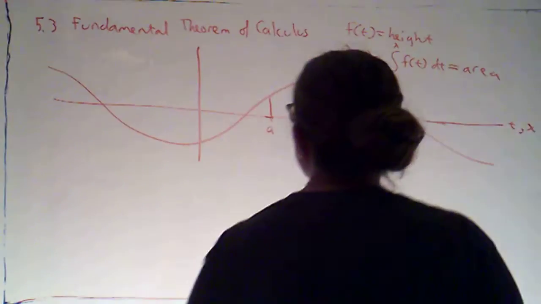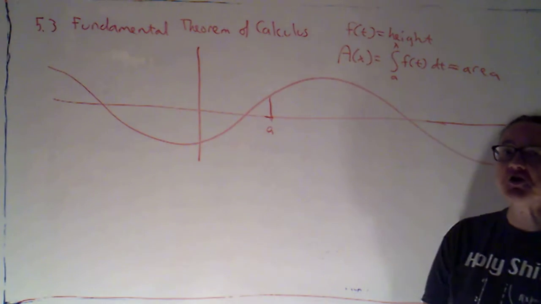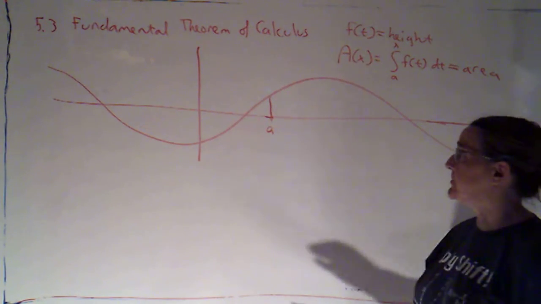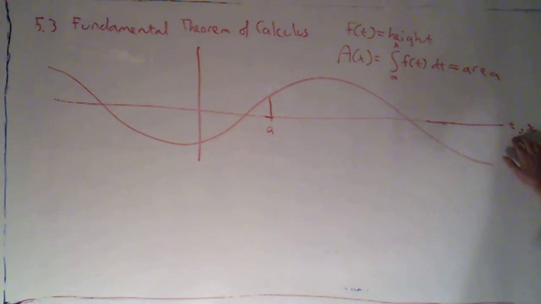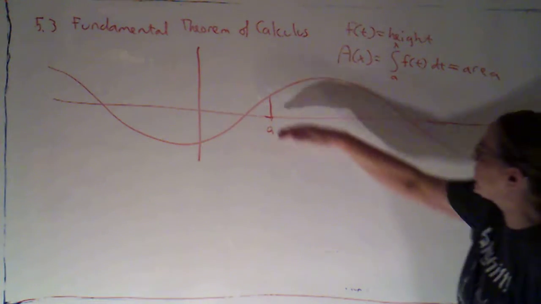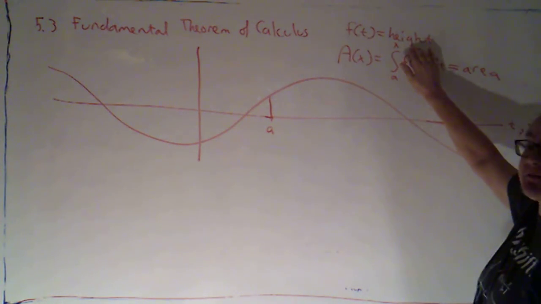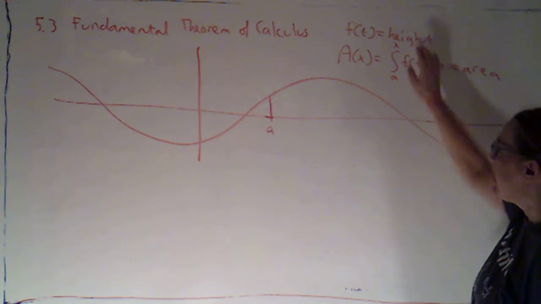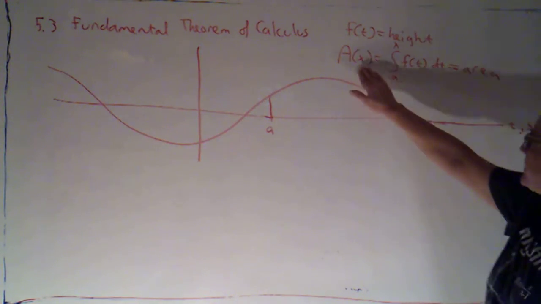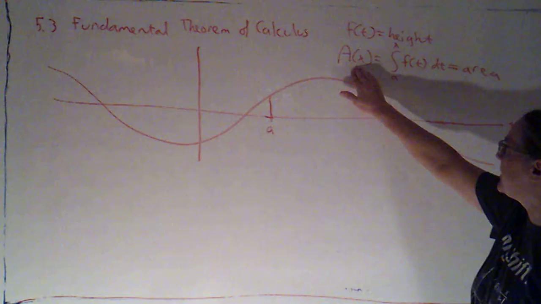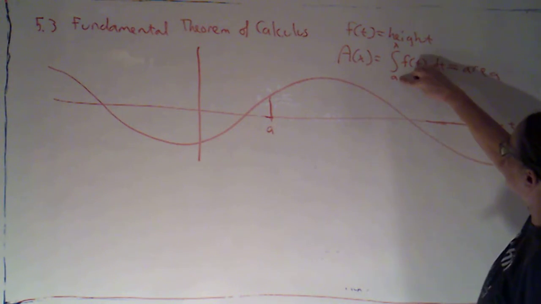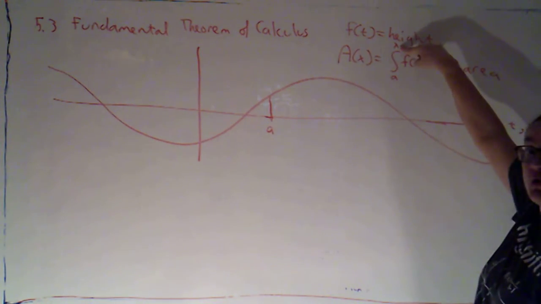In the last couple of videos, we spent some time defining this new function called an area function. What I have here is this axis, which is simultaneously a t-axis and an x-axis. It's a t-axis for the purpose of this curve, which is the graph of f of t, which I'm thinking of as my height function. And then it's an x-axis for this related function, the area function. That's the integral from a to x.